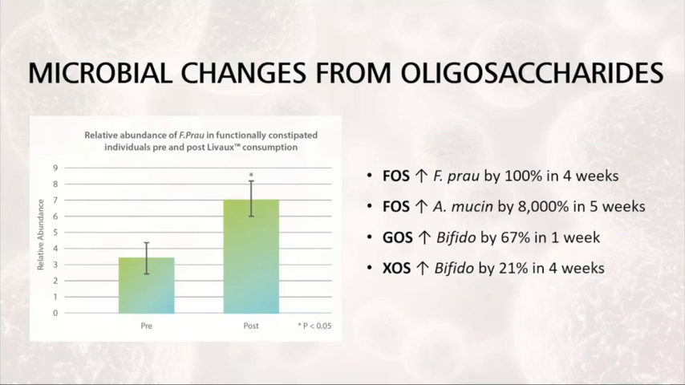And this is a very nice slide showing that in just a matter of weeks, by giving these oligosaccharides, we have very substantial increases in populations of these helpful bacteria. So you can see Faecalibacterium, Akkermansia, and Bifidobacteria can increase quite substantially in as short as 1 week's time. And so this is how helpful the prebiotics can be.